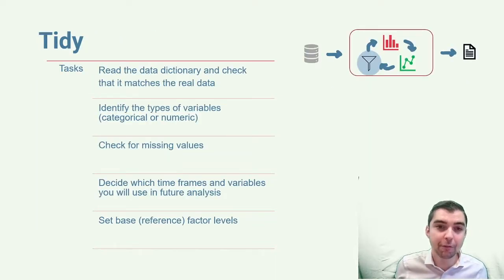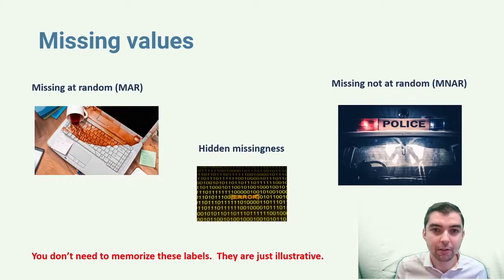So you'll first read the data dictionary that they give you on the project statement and check that it matches the physical data. Identify the types of variables, check missing values, decide which timeframes and variables you'll use, and set your base factor levels.